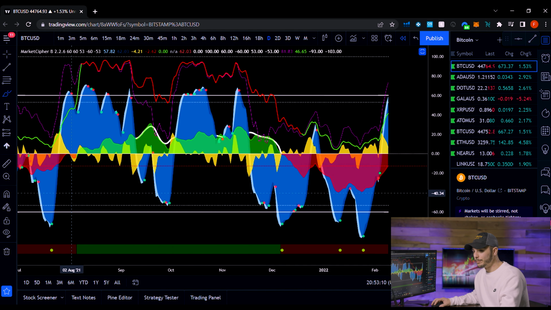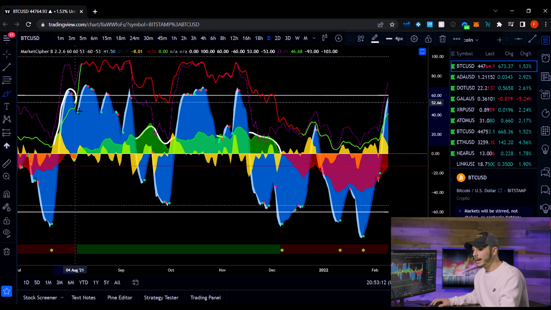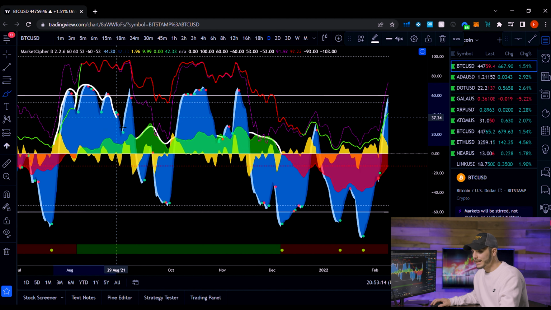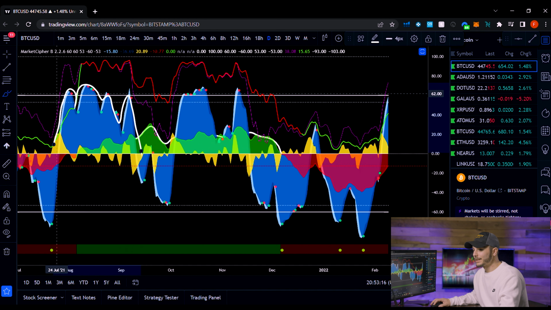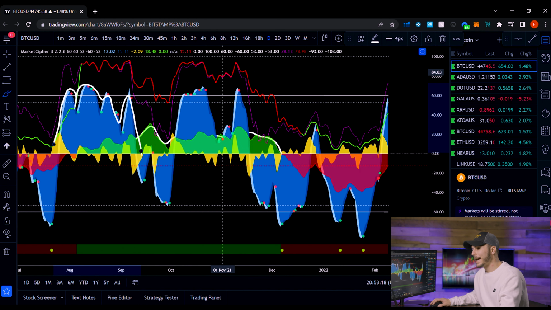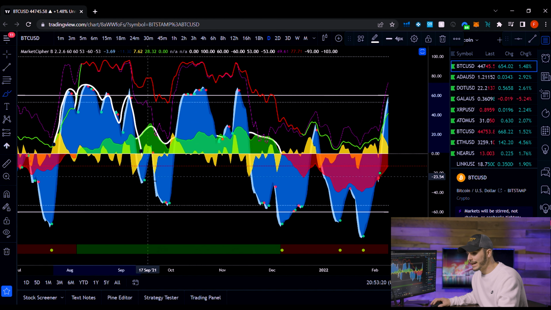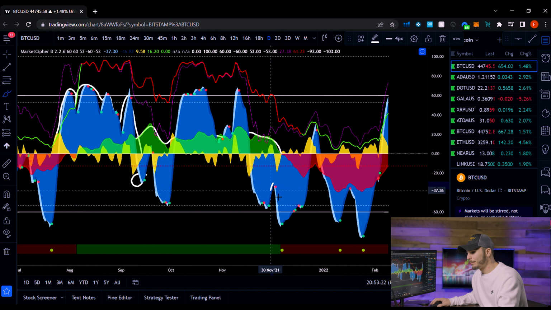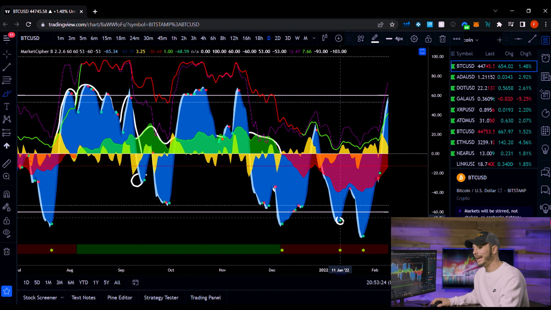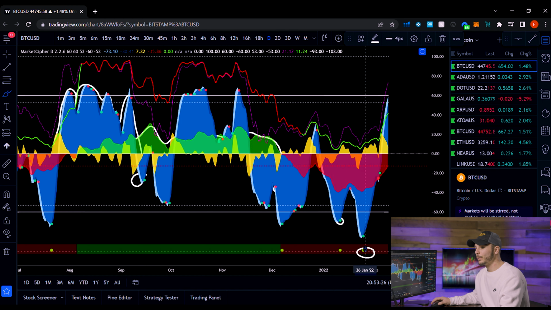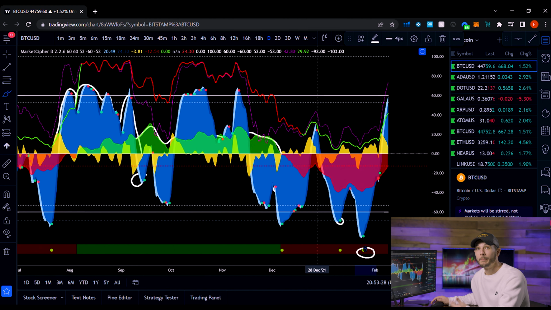And then you have the blue waves right here. These are called momentum waves. And then you have these lines up here, which is the RSI. And you also have the green and red dots that print on the momentum waves and down here. So first, let's jump into money flow.